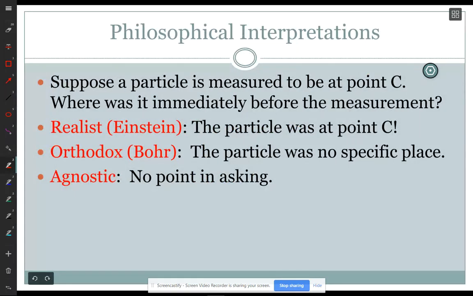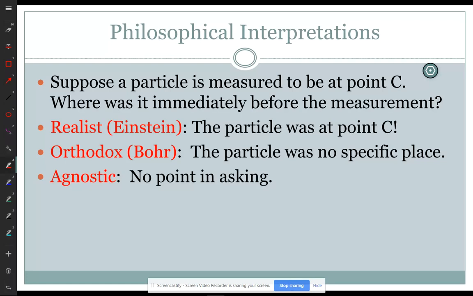All right. Philosophical interpretations. Yes, quantum mechanics is a whole lot of thinking, and so there are philosophical ramifications. Here are three different possible interpretations of what quantum physics really means. We have the one that's called the realist, Einstein. Nobody calls Einstein a dummy. We have the orthodox or Bohr interpretation, which is the one that is generally accepted. And then we have the agnostic, which is probably the easy way out.